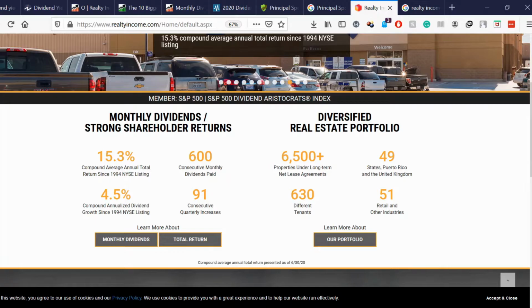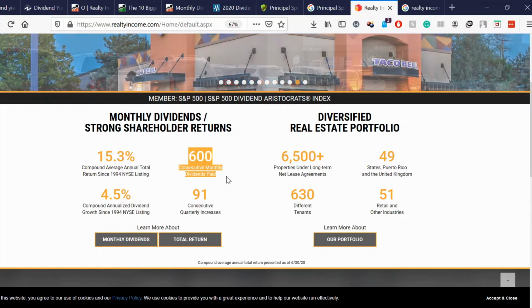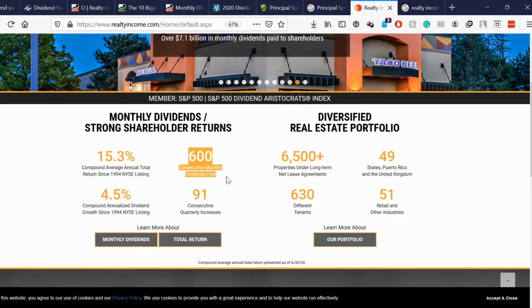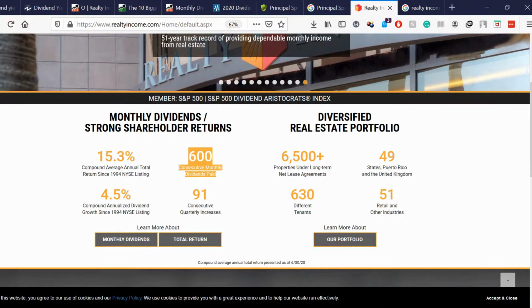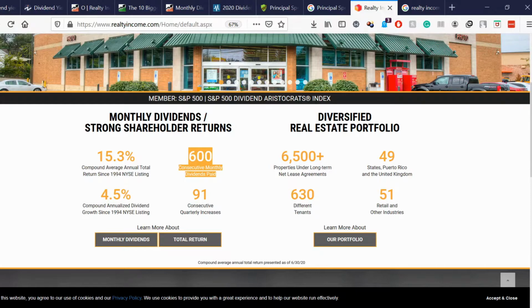This is the nail in the coffin right here for me. 600 consecutive monthly dividend payments. That is good. I like that. A lot of companies, when things are tough, can't pay you monthly dividends consistently. 600 consecutive times. How many companies can do that? You know what, guys? Let me know in the comments below. How many companies are paying consecutively monthly at this rate? I don't think you're going to find a whole lot.